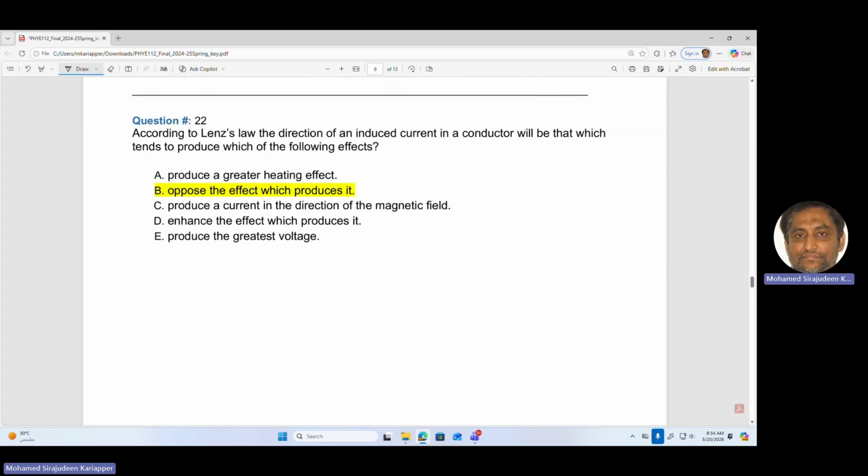Question 22. According to Lenz's law, the direction of induced current in a conductor will be that which tends to produce which of the following. That's just Lenz's law. It will be opposing the change. So that's why the answer is B. Opposing the effect which produces it. Okay, so Lenz's law says the direction of the induced current in a conductor will be such that it will oppose the effect which produces it.